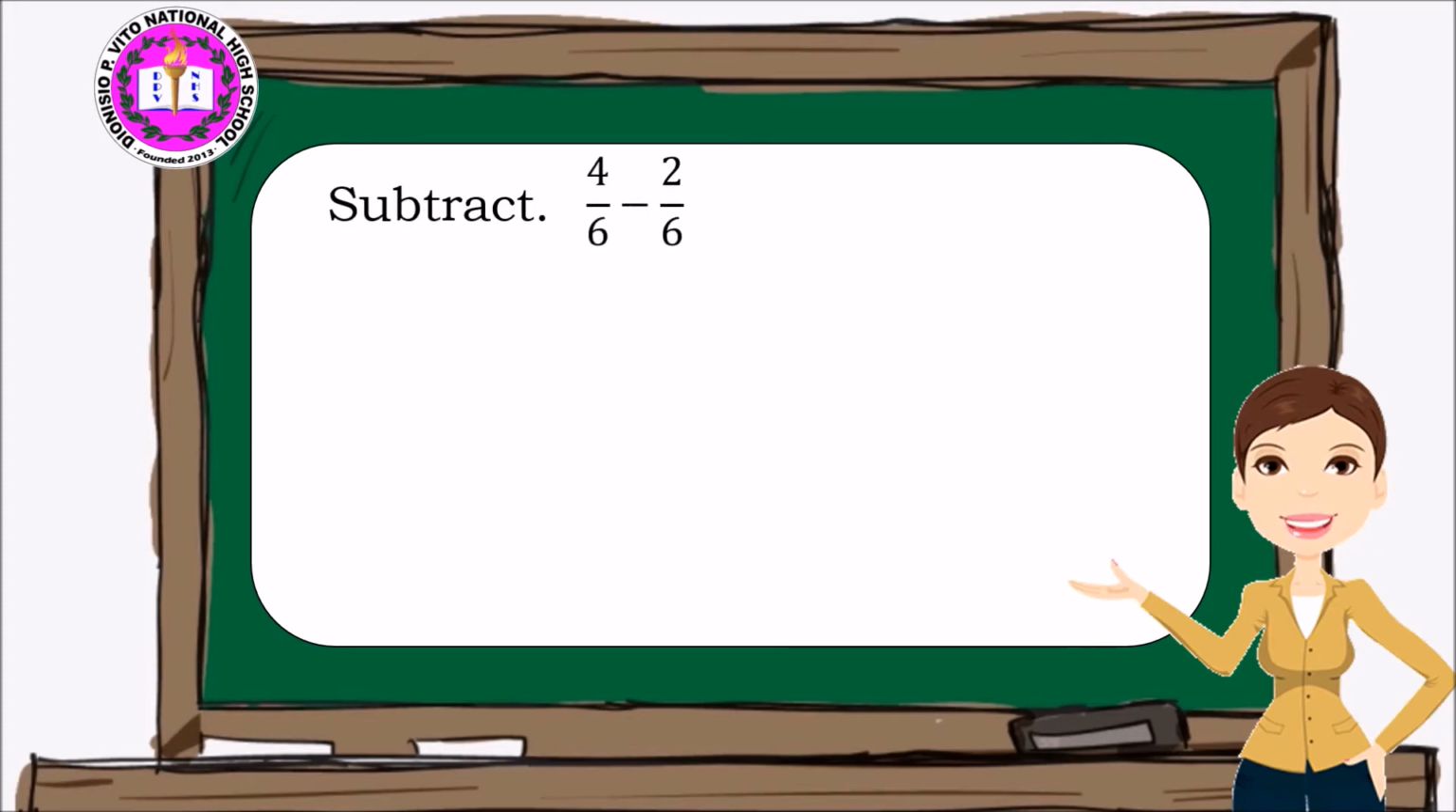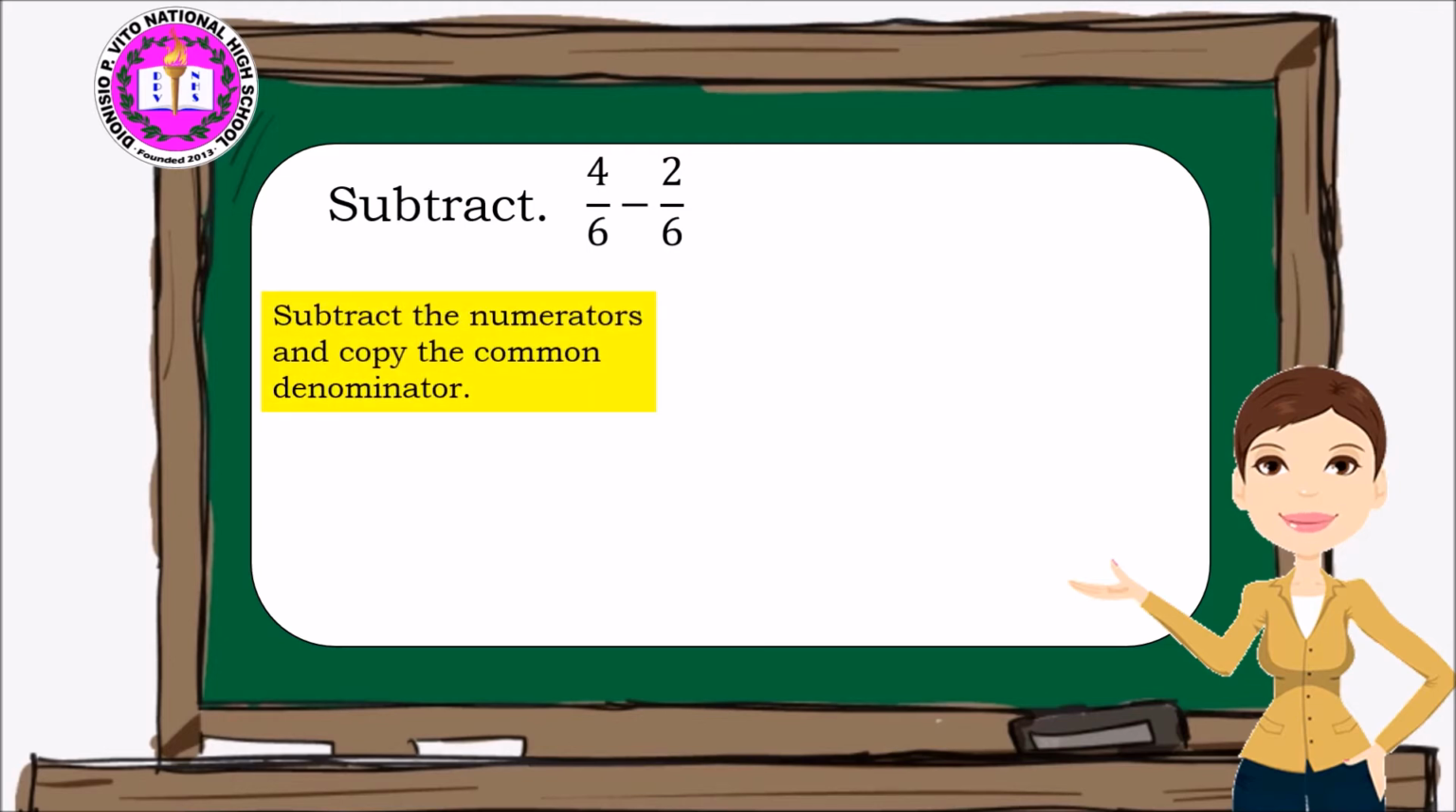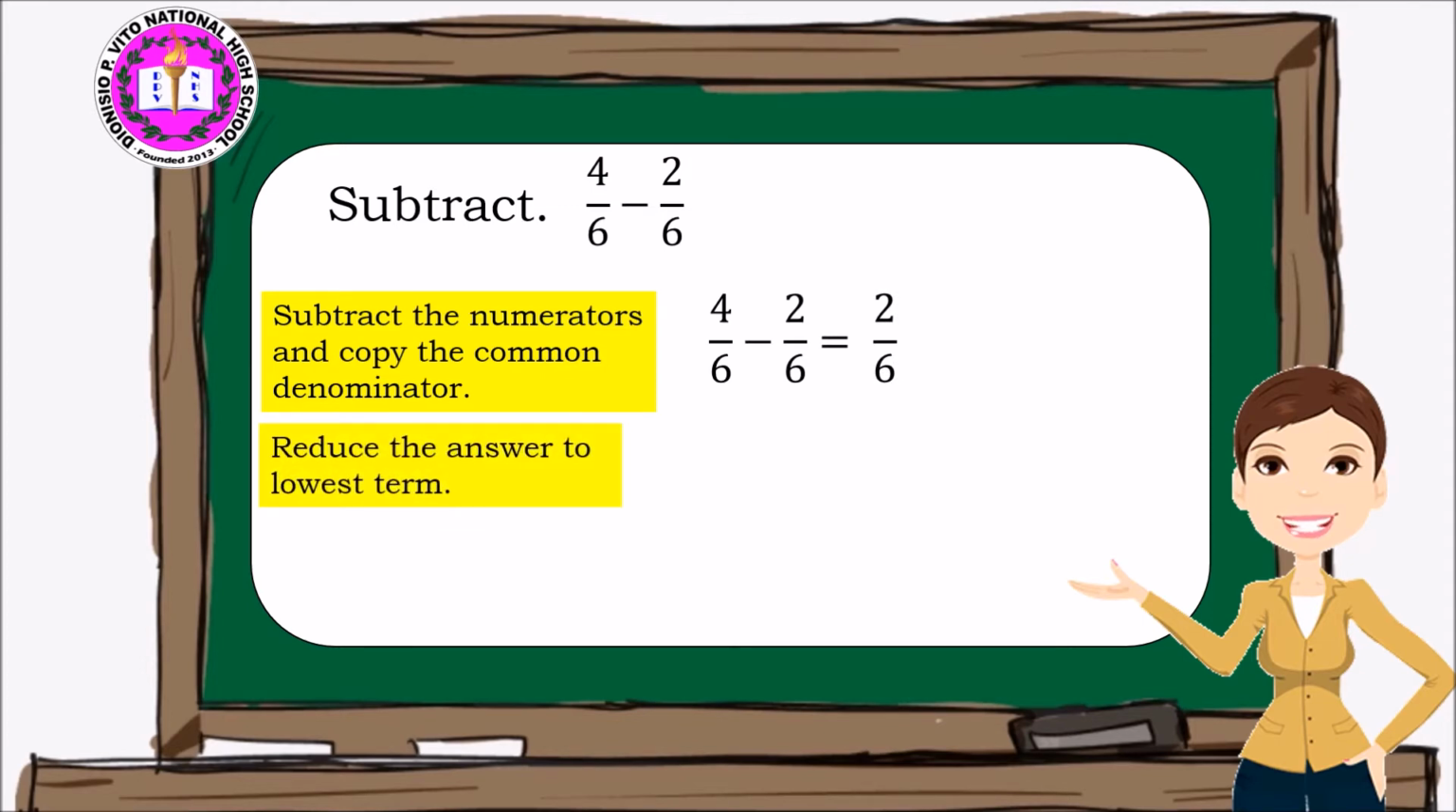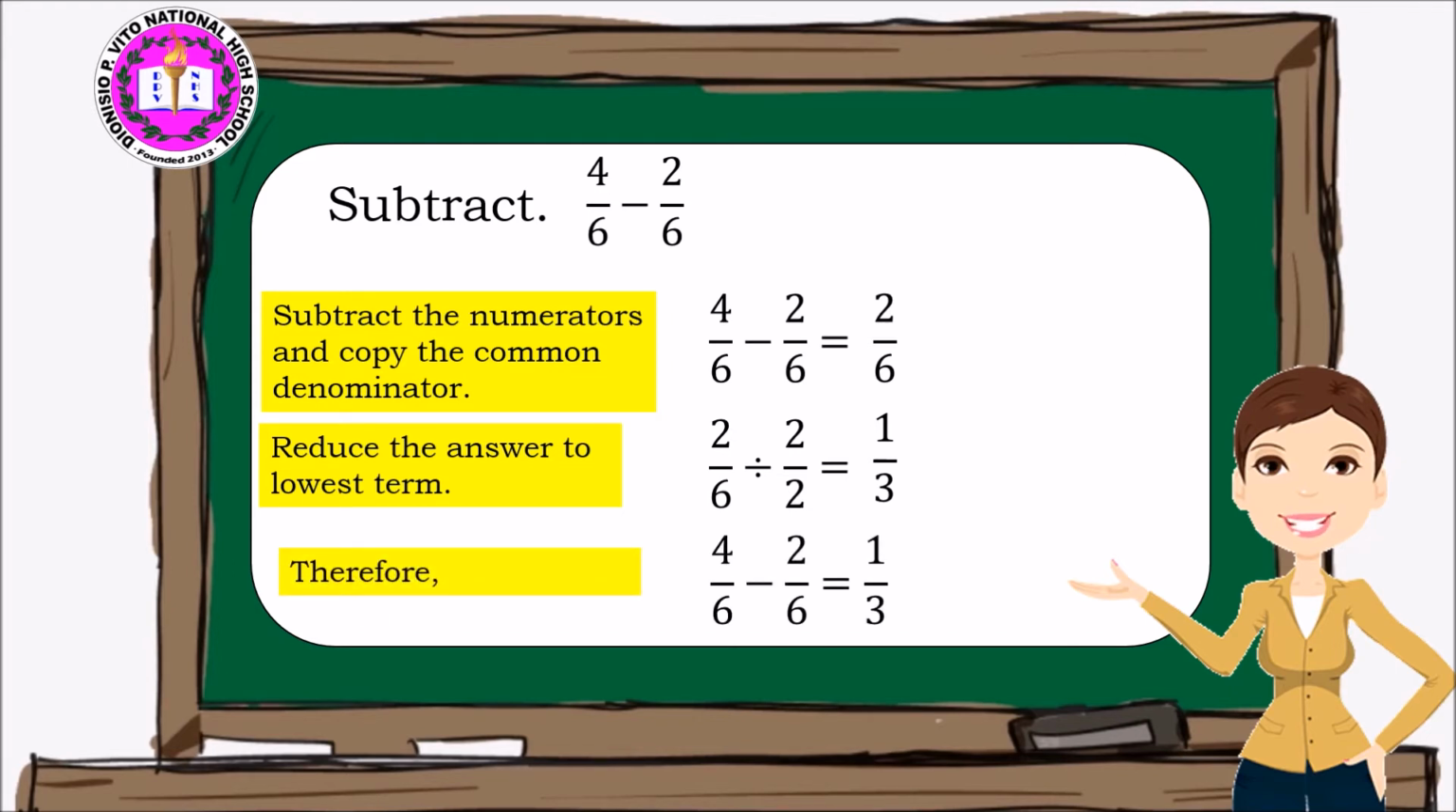Subtract 4/6 minus 2/6. So we're going to subtract the numerators and copy the common denominator. So we have 4/6 minus 2/6 is equal to 2/6. Then we're going to reduce the answer to lowest term. So we have 2 over 6 divided by 2 over 2. So 2 divided by 2 is equal to 1, and 6 divided by 2 is equal to 3. Therefore, 4 over 6 minus 2 over 6 is equal to 1/3.